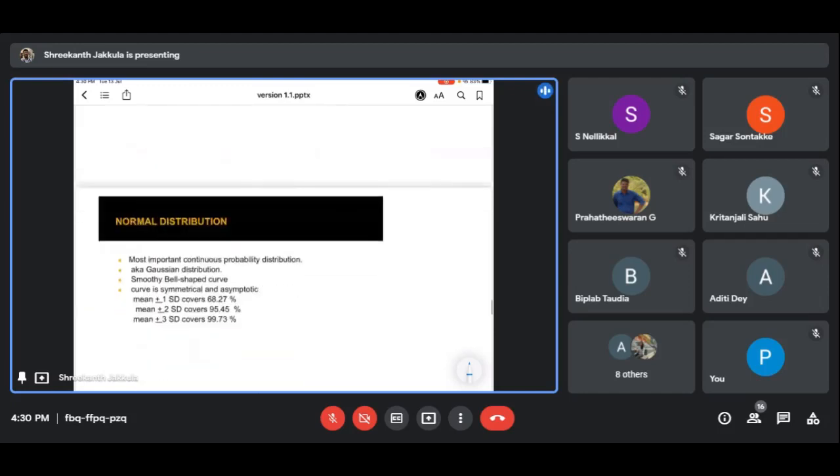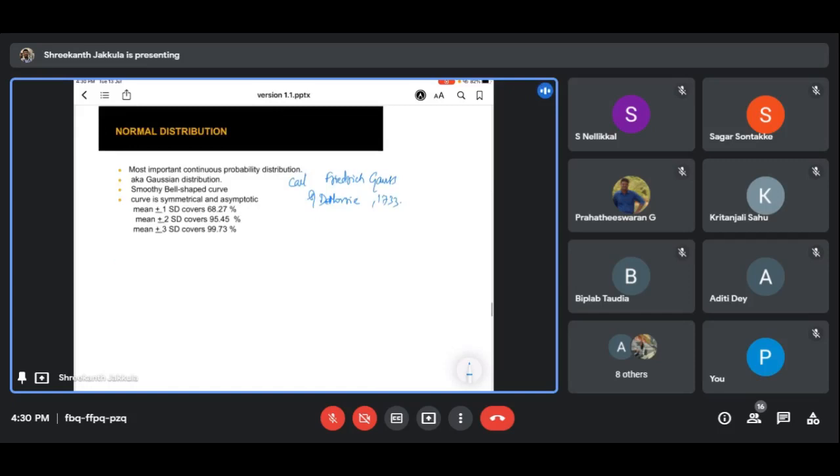Now we'll move to normal distribution, the most important continuous probability distribution, also known as Gaussian distribution. Carl Friedrich Gauss and De Moivre are the names given, and they did work to establish what the normal distribution is. Let me try to draw the normal distribution here.